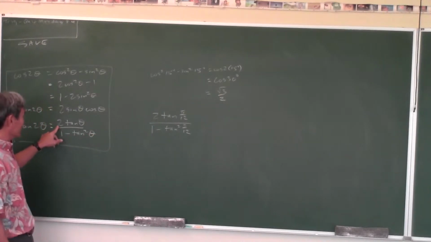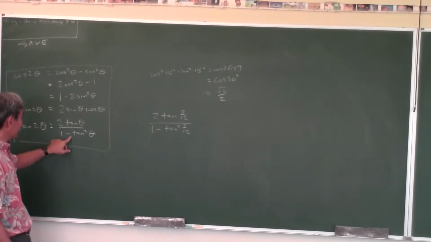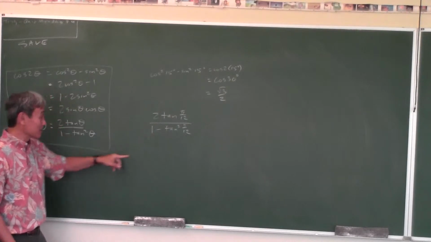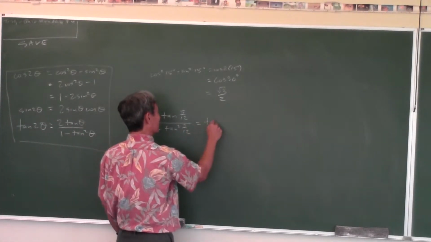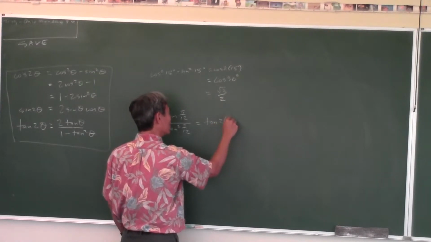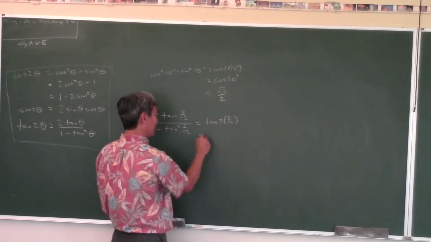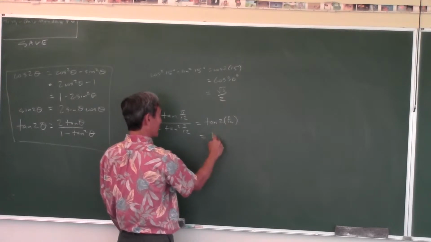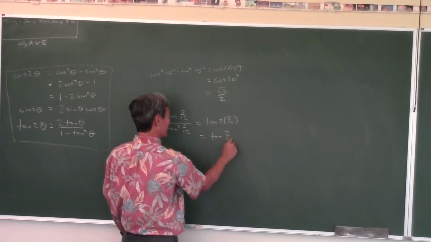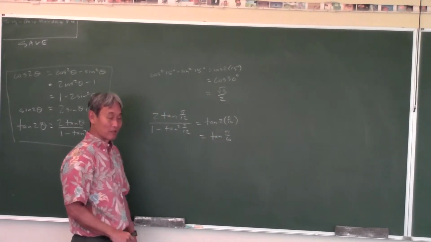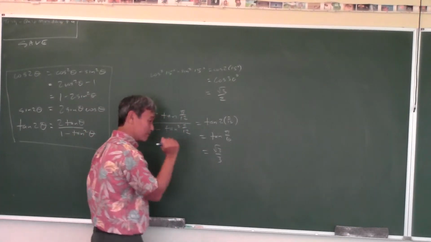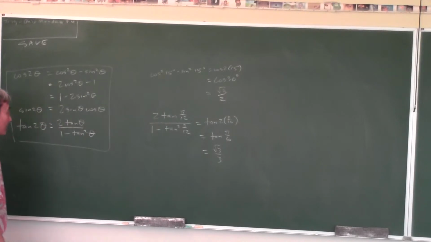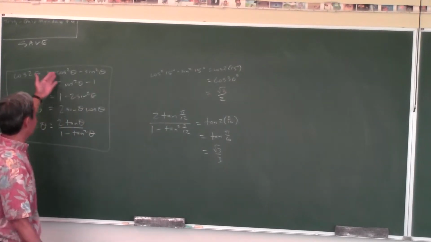Right here, look. 2 tangent theta all over 1 minus tangent squared theta, which is this, is equal to tangent of 2 theta. So this is equal to tangent of 2 theta. And if you multiply 2 times pi over 12, you get pi over 6. Hey, that's a number I'm supposed to know. Tangent of pi over 6, root 3 over 3. Boom! See, so both of these, they look exactly like that.